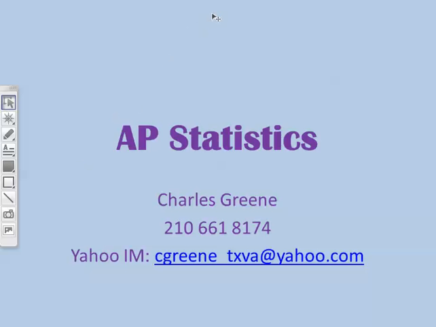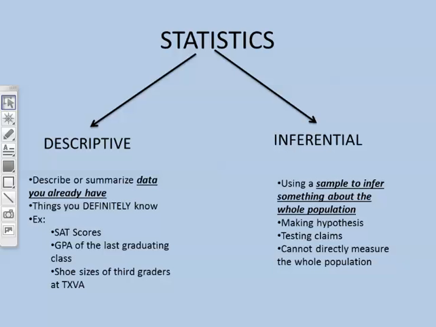So let's look at this first study. It's called AP Statistics. Statistics actually breaks down into two different parts. First of all, you've got descriptive statistics, and then you've got inferential statistics. Descriptive statistics is where you're describing or summarizing data you already have. It's things you definitely know. Examples might be SAT scores, shoe size of third graders at TXVA, things of that nature.